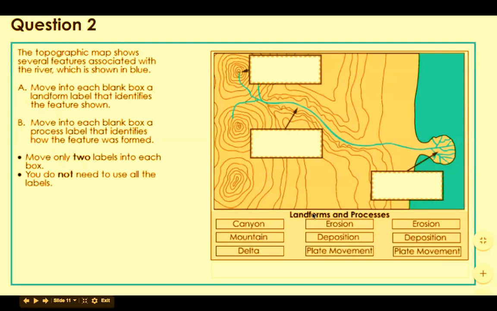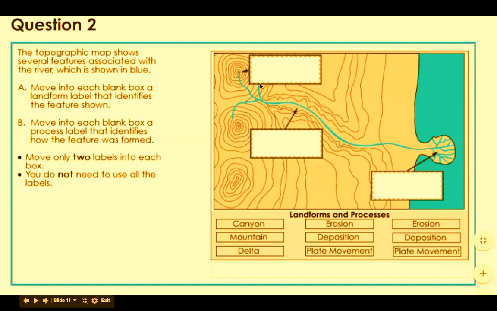So I'm going to look at this landform and processes, and I'm first going to identify what's a landform and what's a process. So canyon, landform. Mountain, landform. Delta, landform. Erosion, process. Deposition, process. Plate movement, process. So these are processes, and these are landforms.